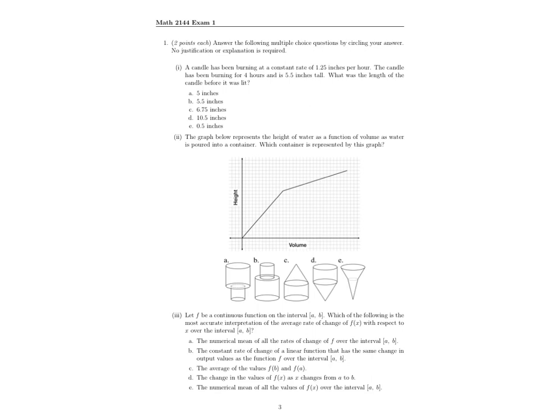The first one says a candle has been burning at a constant rate of 1.25 inches per hour. The candle has been burning for 4 hours and is 5.5 inches tall. What's the length of the candle before it was lit?